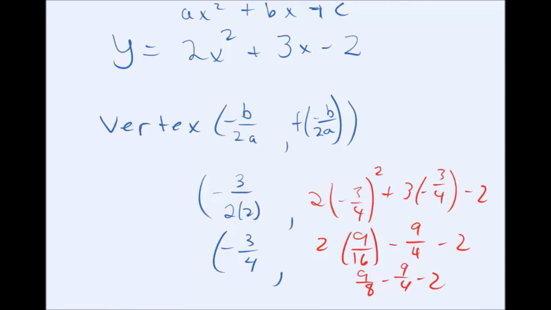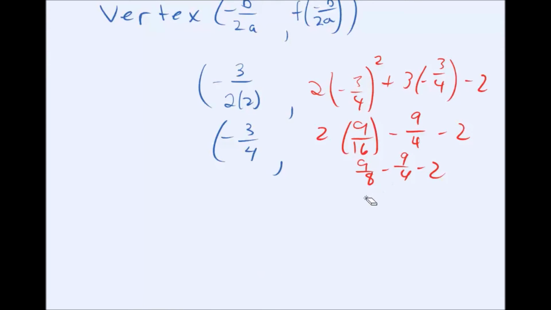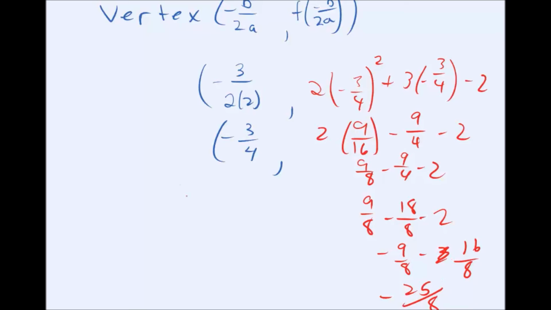We're almost done, but we're going to need to change this 9/4 so we can subtract those fractions. For the 9/4, we're just going to multiply the top and bottom by 2. So we have 9 over 8 minus 18 over 8, which is negative 9/8, minus 2. Once again, we're going to have to change the 2 to have a denominator of 8. So all we're going to do is multiply the top and bottom by 8, so 8 over 8. That's going to give us 16 over 8, which will end up being negative 25/8. So the answer for the vertex, after all that work, is negative 3/4 for the x-coordinate. When you plug that back in, you're going to get negative 25 over 8 for the y-coordinate.